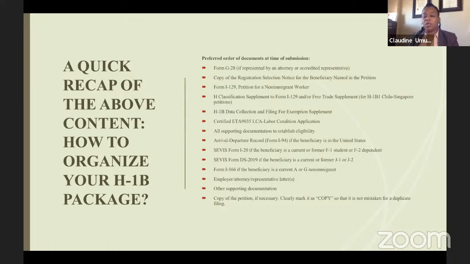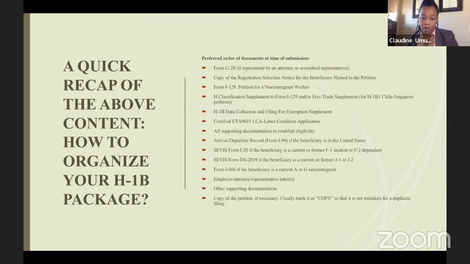Okay, and then of course, if somebody is here in the US, they have to show that they have maintained status. You cannot be out of status. That's why you need to order Form I-94. You need a passport valid for 6 months. You need to have all your I-20 forms and all the other documents showing you are in status. You never overstayed your US status.